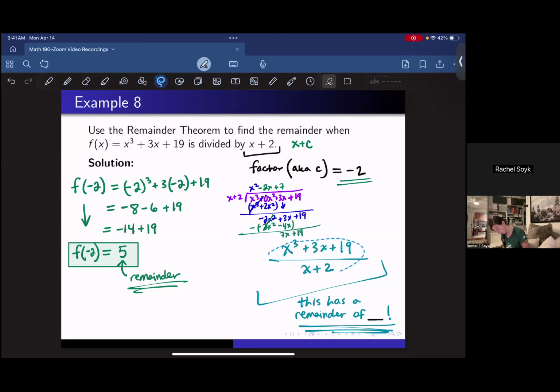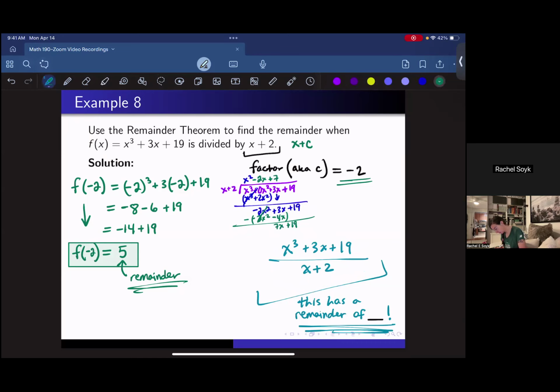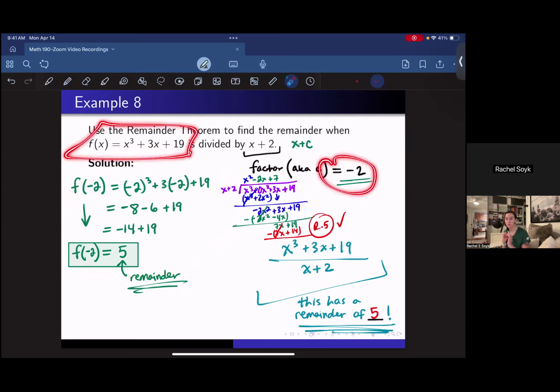Just going to move this down a little bit. Move this up. And then we have 7x plus 14. So 19 minus 14 gives us a remainder of what we were looking for, 5. And there we have it. Again, this takes a lot more time than just utilizing our remainder theorem: plugging our c value into our function and boom.